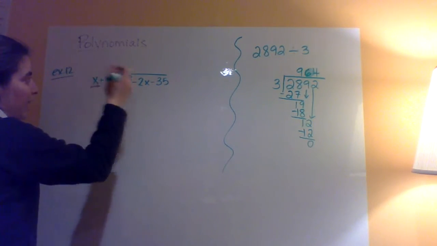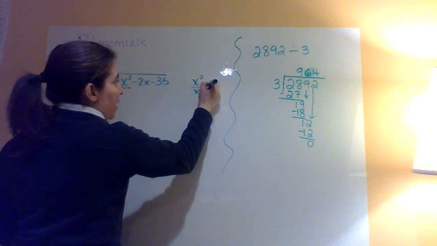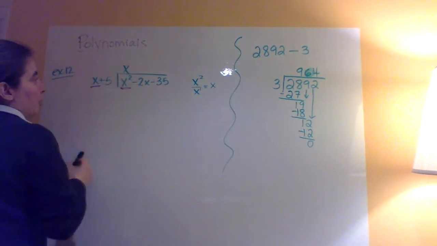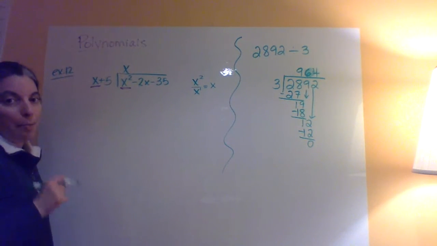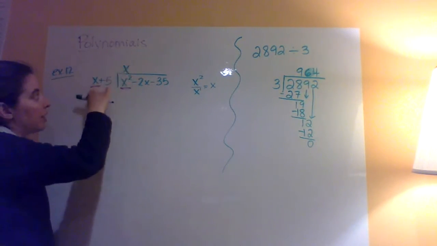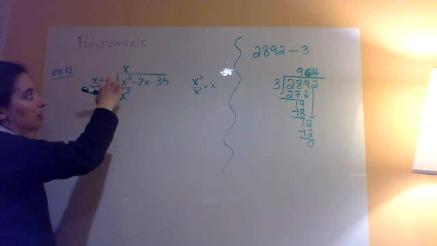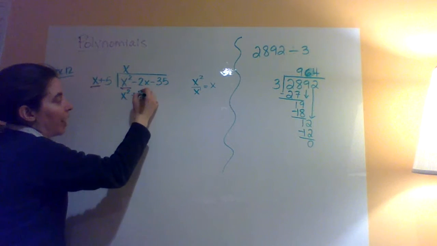So if you think x times what equals x squared, or you can think x squared divided by x equals what, which would be x, right? So I'm going to put an x there. Now I multiply just like I did there. But I'm going to multiply now by every term in the divisor. So x times x is x squared. Then x times positive 5 is positive 5x.